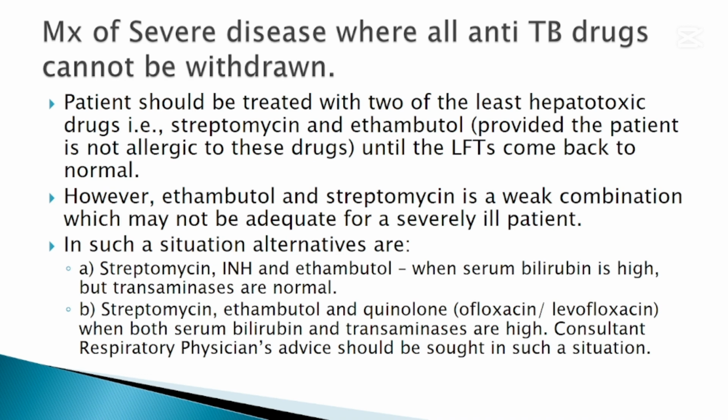So if the patient is having severe disease where you can't stop all anti-TB drugs, what are you going to do? In such instances, patients should be treated with at least 2 least hepatotoxic drugs. So you can use streptomycin and ethambutol if the patient is not allergic to them, until the liver functions come back to normal. However, this is a weak combination, which may not be adequate for your severely ill patient. In such instances, if the patient's bilirubin is high but AST/ALT is normal, you can add INH to the regime. If the patient's bilirubin is also high with AST/ALT, in that case you can't give INH, so you can combine with levofloxacin. It's important to get a respiratory physician's opinion when you do this.